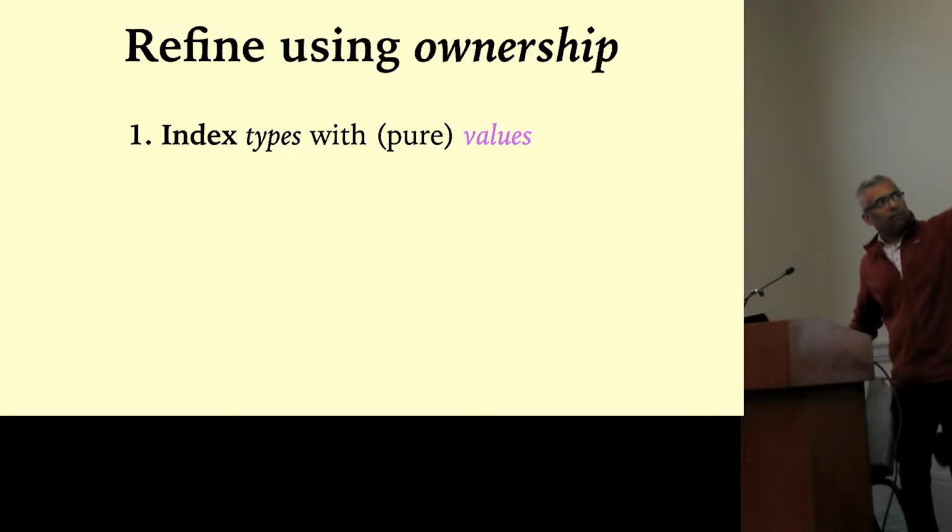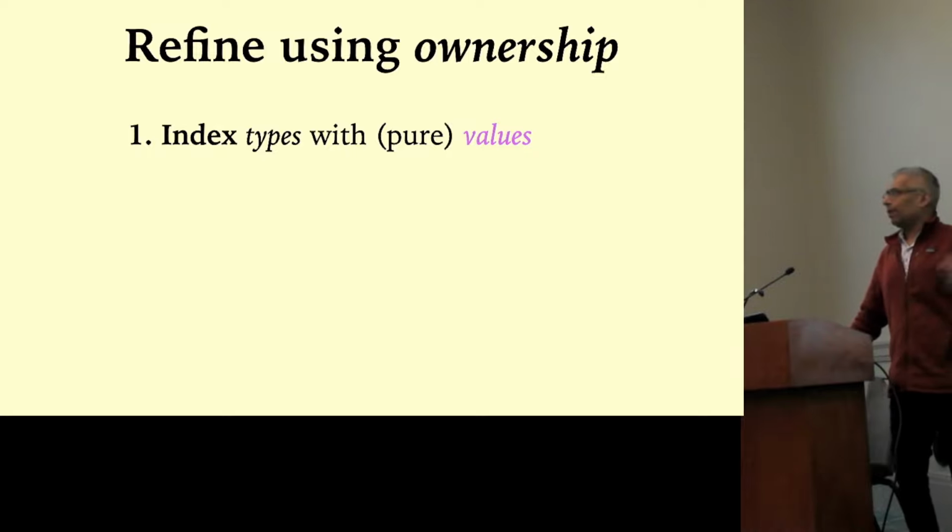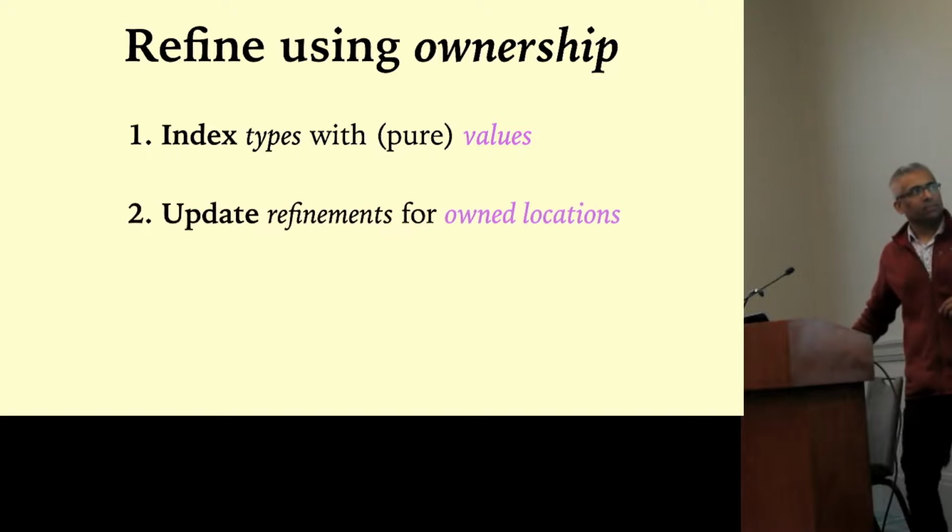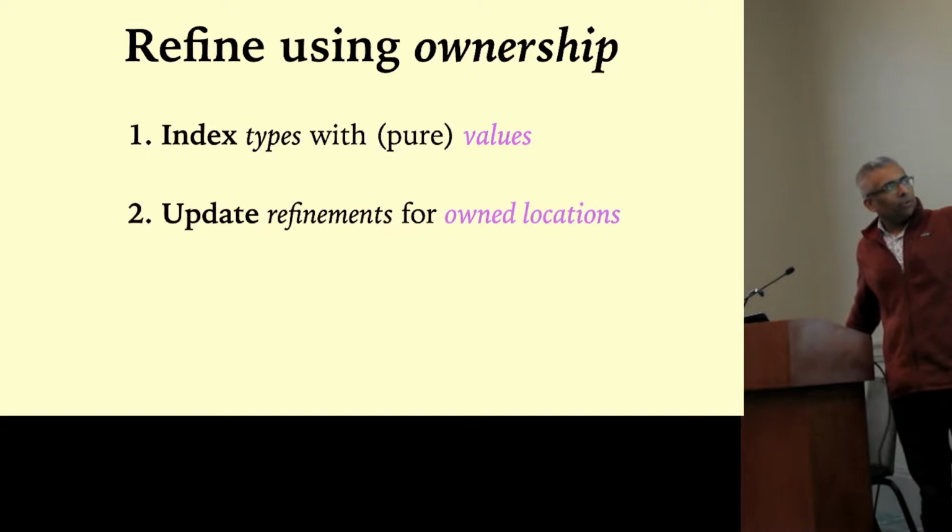Okay? So, I'm going to explain this in 4 little steps. First, we're going to take plain old types like int, bool, that kind of thing, and we index them with values. And I'll explain what this means in a second. Next, I'll show you how you get the first kind of updates.